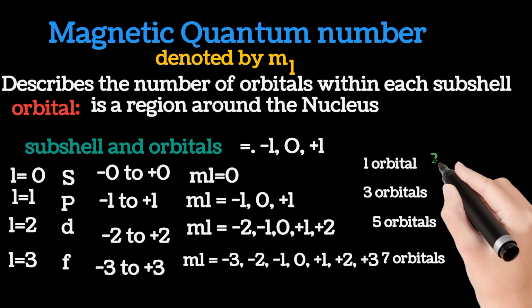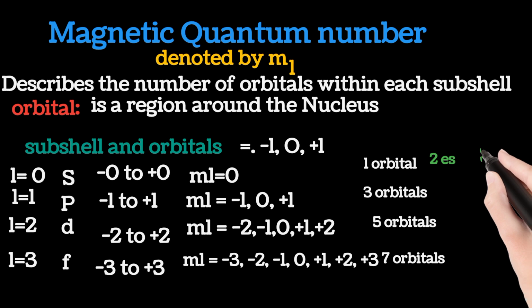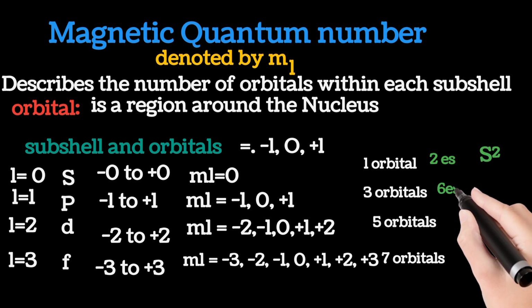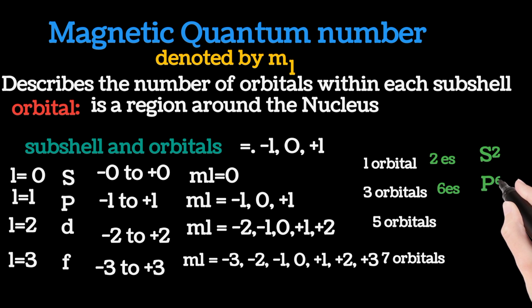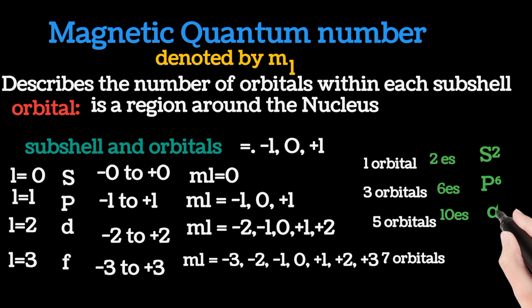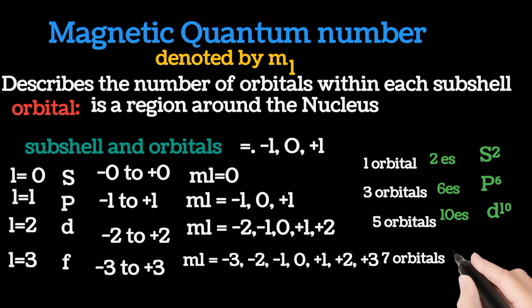Now, each orbital can take a maximum of 2 electrons. So the s level will take 2 electrons. The p sublevel takes 6 electrons because there are 3 orbitals. The d has 5 orbitals, so it will take 10. And the f has 7 orbitals, 7 times 2 will take 14 electrons. And these are the maximum number of electrons each of these sublevels can carry, depending on the number of orbitals they have.